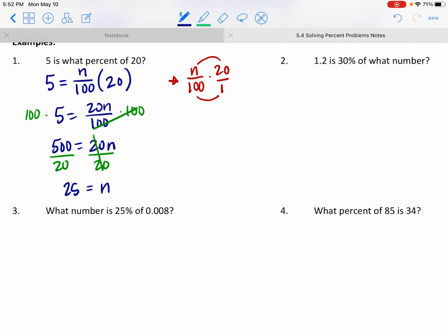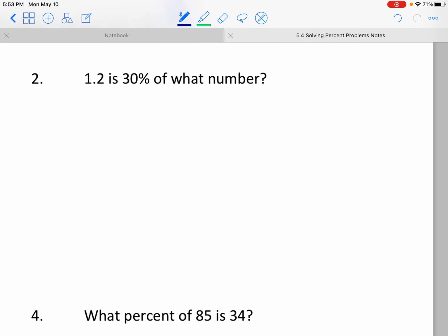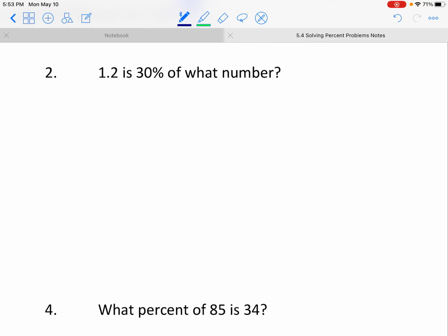So if I wanted to answer this question, if 5 is what percent of 20? Well, it's 25%. So n equals 25 or 25%. Okay, let's try that again. Next one says 1.2 is 30% of what number? So 1.2 is our equal sign. 30% means 30 out of 100. Of means multiply, and then what number? We don't know. Let's call it n.